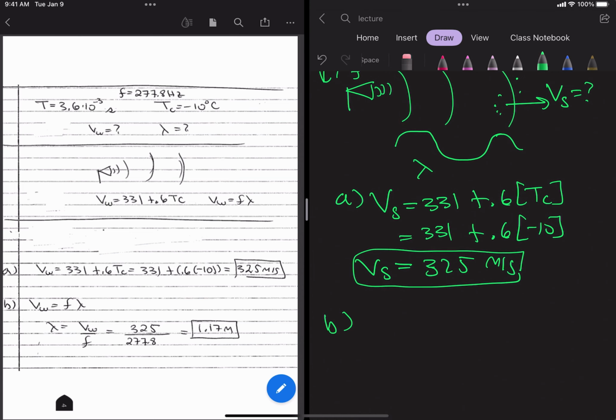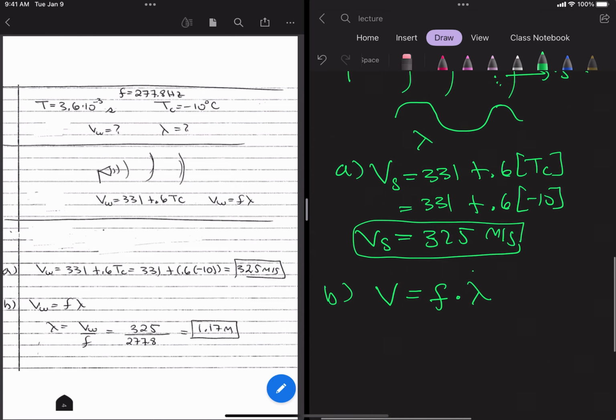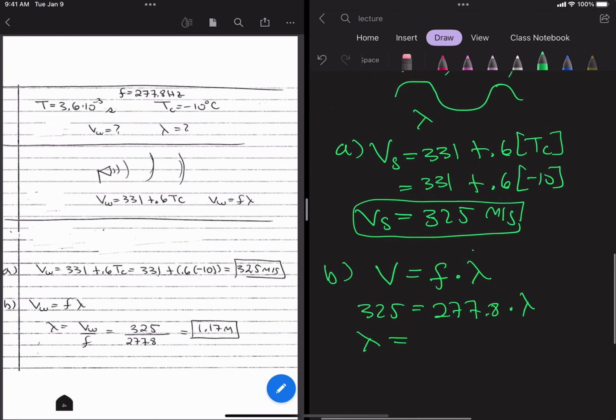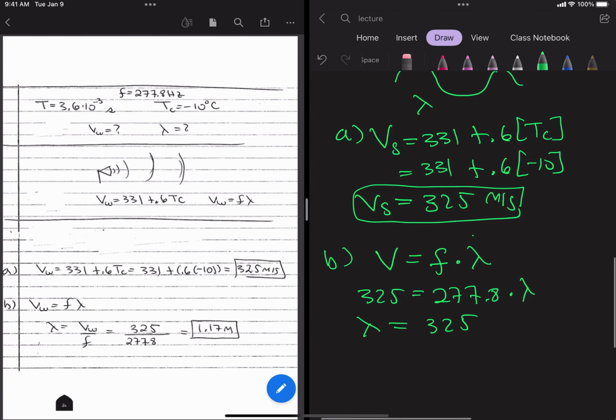Next, now we can get the wavelength. So there, the velocity of the wave is equal to the frequency of the wave multiplied by its wavelength. And we can use that to get the wavelength. So plugging in, velocity is 325, frequency is 277.8 hertz times the wavelength. So the wavelength is going to be 325 over 277.8, which will be about 1.17 meters.